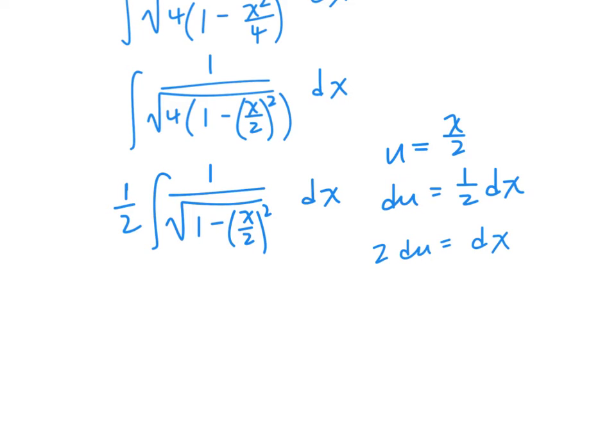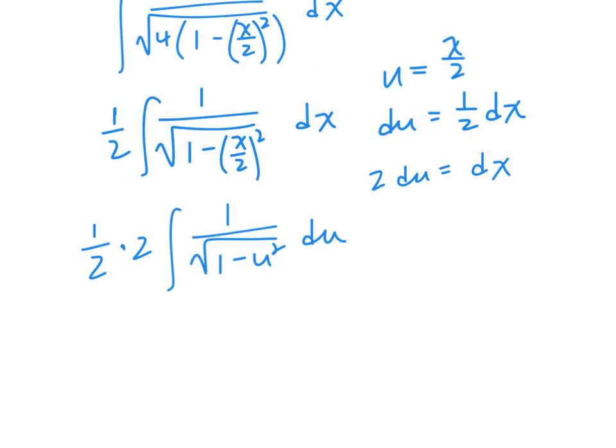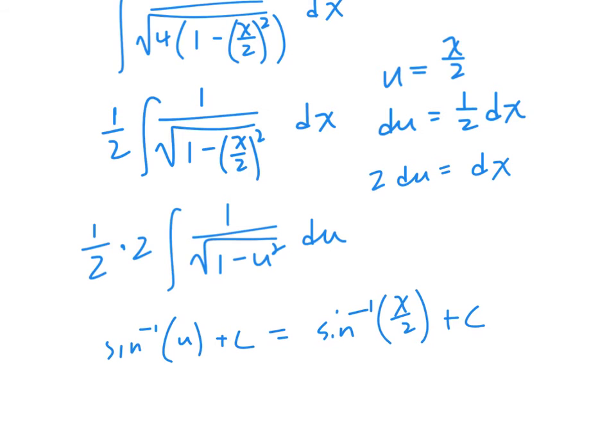Okay, so this is going to be 1/2 times that 2, and then 1 over square root of 1 minus u squared du. All right, this is an easy answer. Inverse sine of u plus c, which is inverse sine of x over 2 plus c. Any questions before I let you do one on your own?